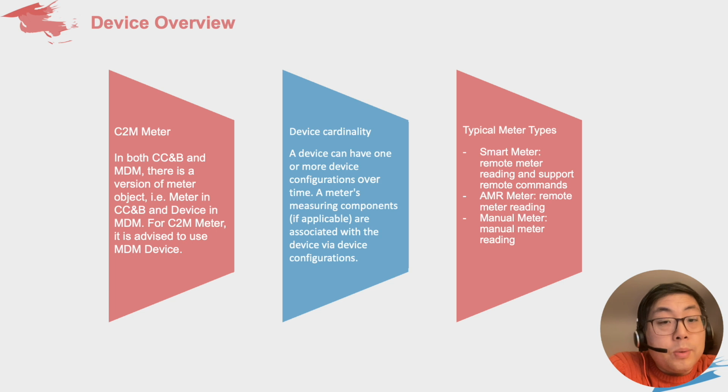Also for AMR and smart meters, you will see a concept called device event. They can send the status back to the utility or asset management company to tell what is happening with the meter in real time. So it is becoming more and more popular.